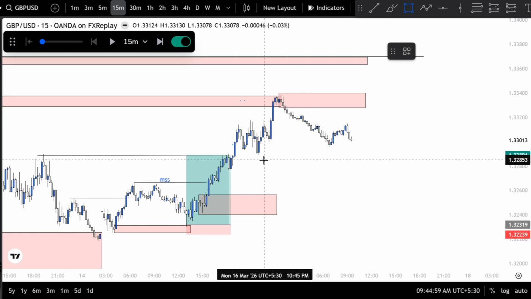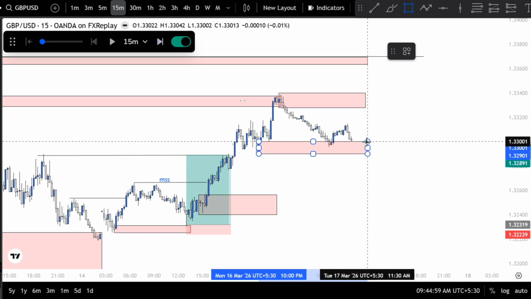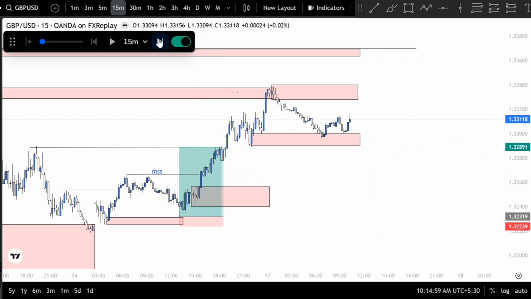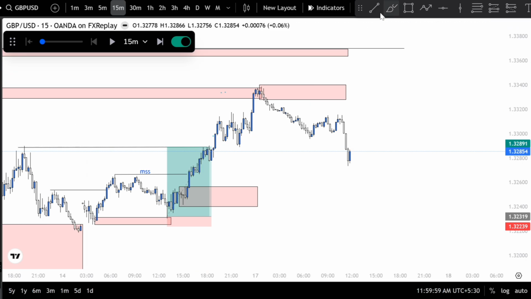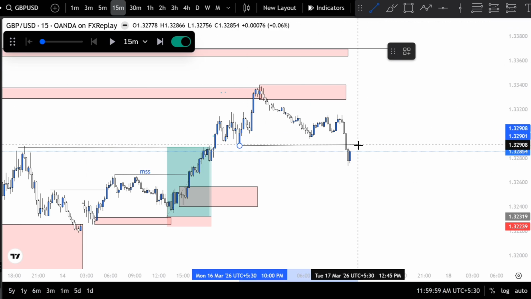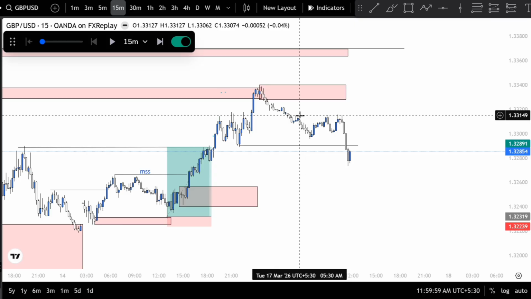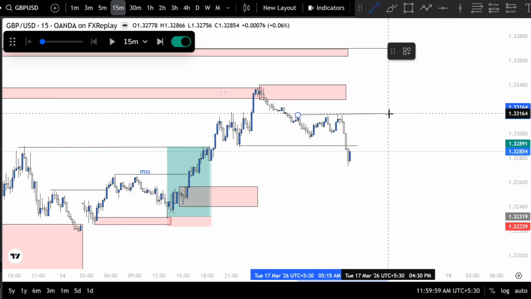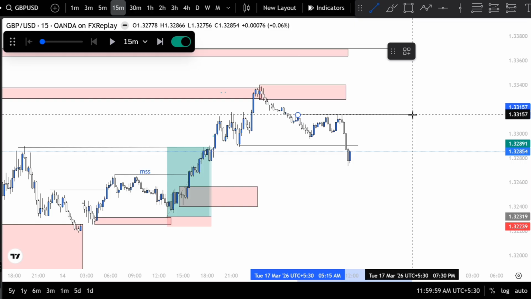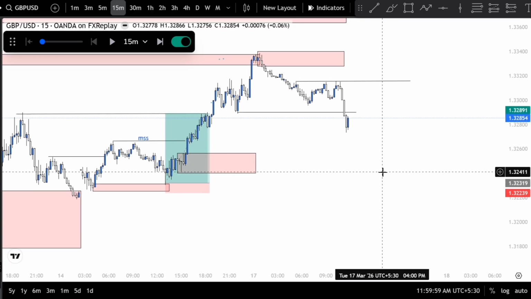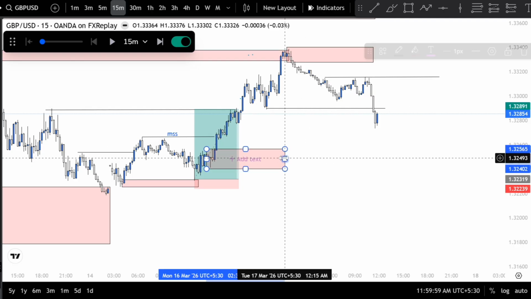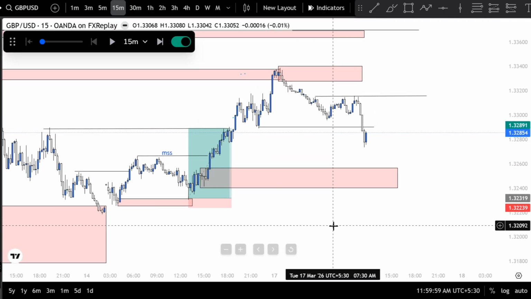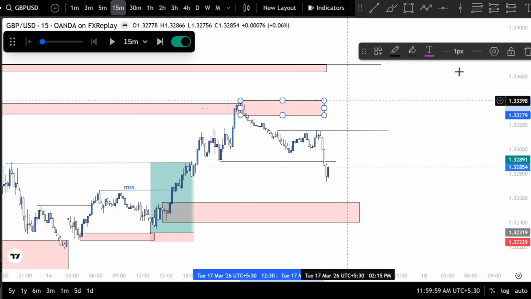Right? Some buyers are active from this area again. As you can see, buyers got stopped out, leaving more liquidity above this high, which has equal highs, guys. Which is a very good confluence for us to take a trade from this area, now that we saw that there is enough liquidity to be targeting.